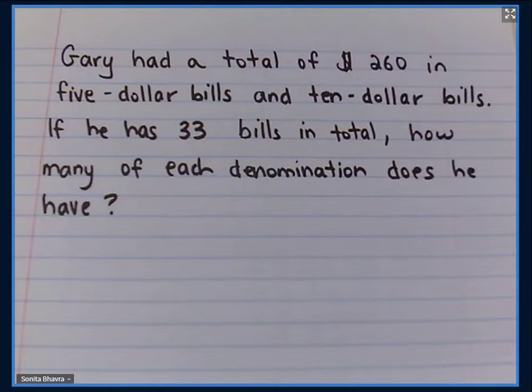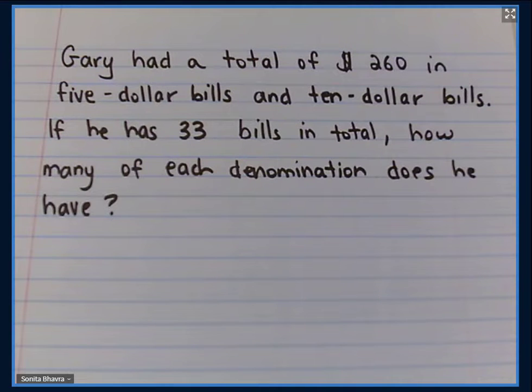All right, so our next example has to do with money. So Gary had a total of $260 in $5 bills and $10 bills. If he has 33 bills in total, how many of each denomination does he have? So basically, how many $5 bills does he have and how many $10 bills does he have?